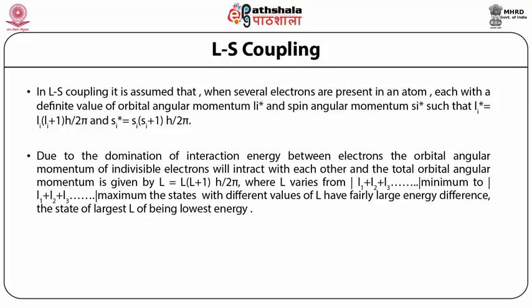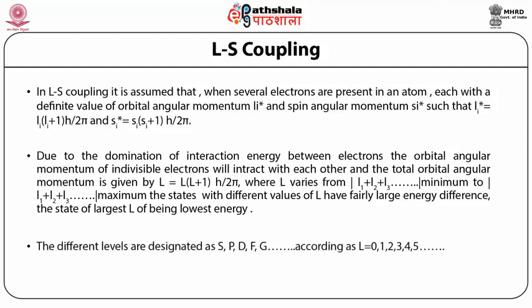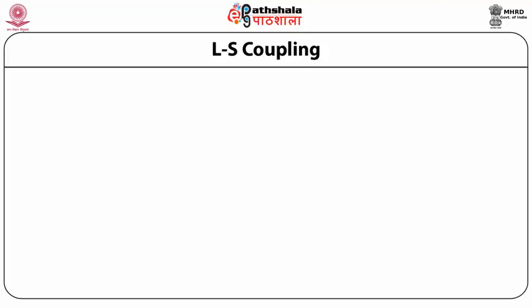The states with different values of L have fairly large energy difference, the state of largest L being lowest in energy. The different levels are designated as S, P, D, F, G and so on, according as L is equal to 0, 1, 2, 3, 4, 5 and so on.